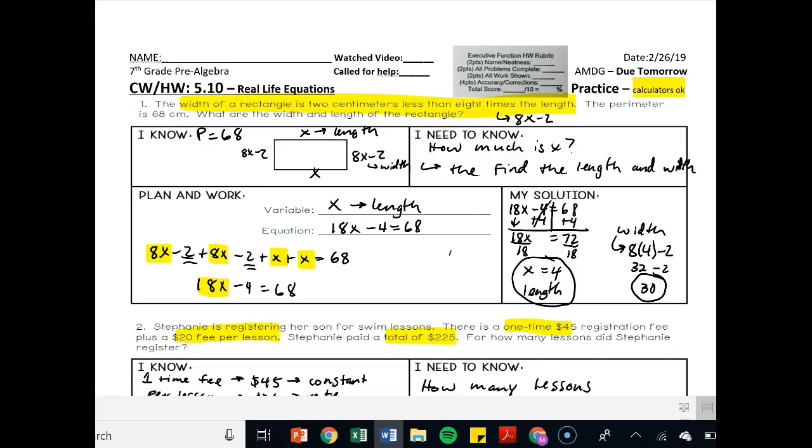Welcome to classwork homework 5.10, real life equations. You watch the video, you may go ahead and check off. You may use your calculators. It's a practice homework due tomorrow.